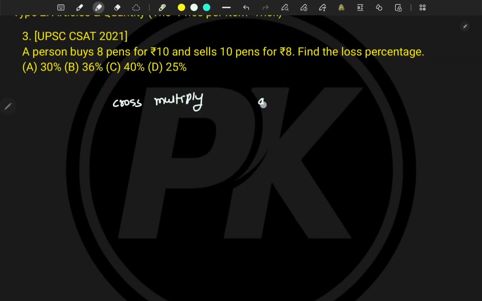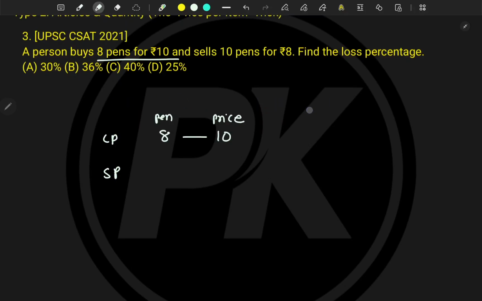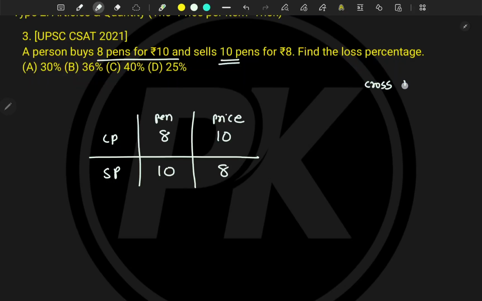Now what is cross multiply? It is quantity and price cross multiplication, right? So here 8 pens for 10 rupees, and here I will write pen and price. So this is buying price, let's say cost price, and this is selling price. I'll make a table like this. Now I'm selling how many pens? 10 pens. At which cost? Rupees 8. Now what is the logic? It is cross multiply.